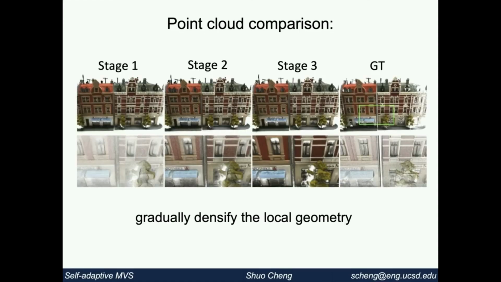And here we show the point cloud generated by the depth map from our 3-stage. We can see that our full model will gradually densify the local geometry details and reconstruct an object with rich details.